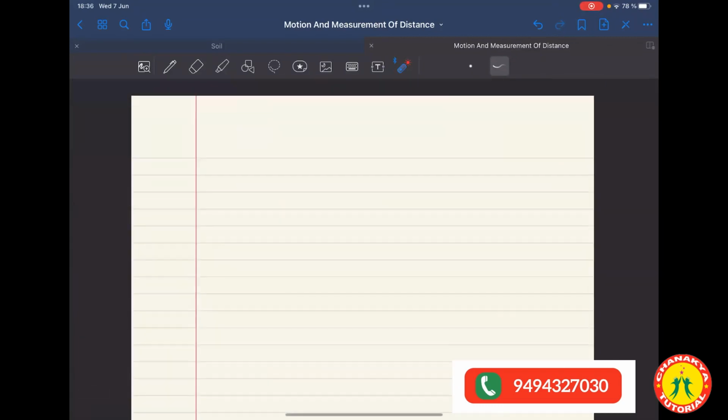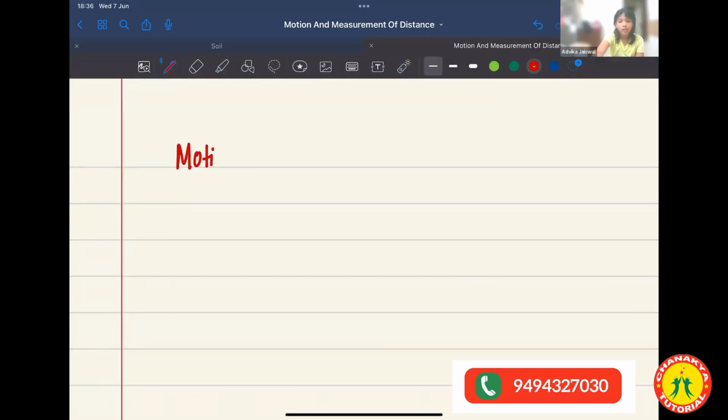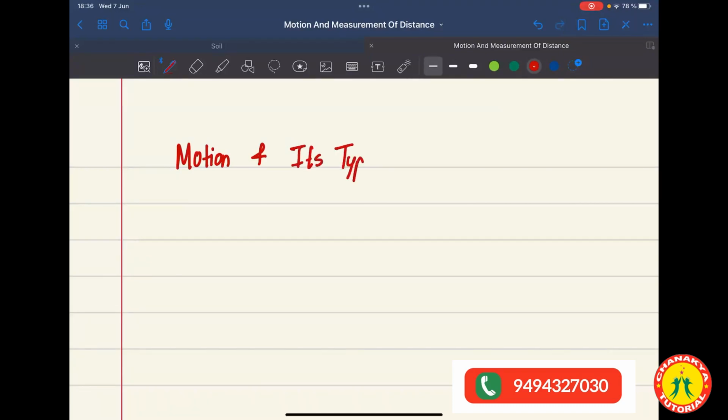Now we're going to see back to the topic where we started from, which is motion. So what is motion? Anything in movement. But what is the definition that we saw? How do you say any object is in motion? When it changes its position with respect to time. Very good. That is the exact definition of motion.